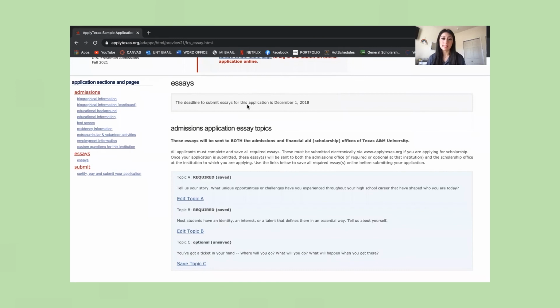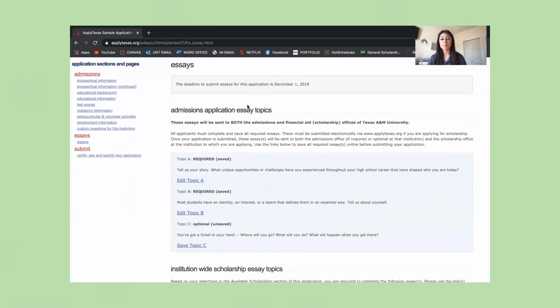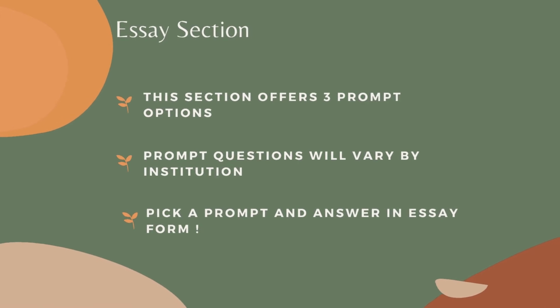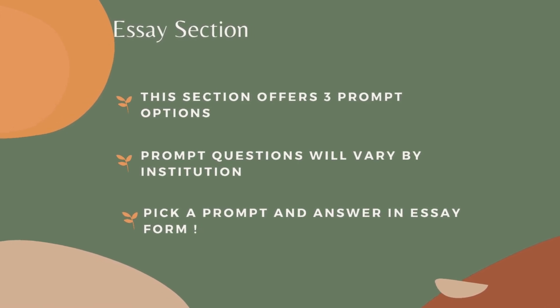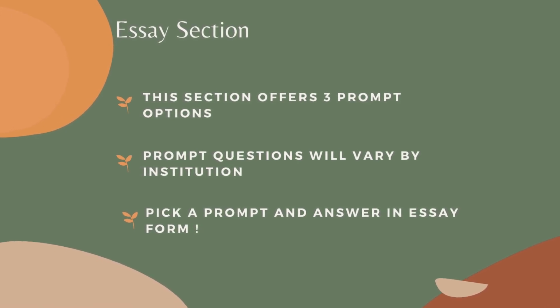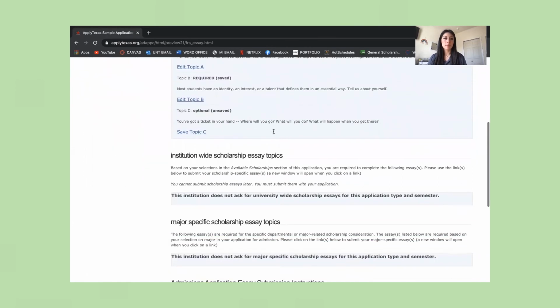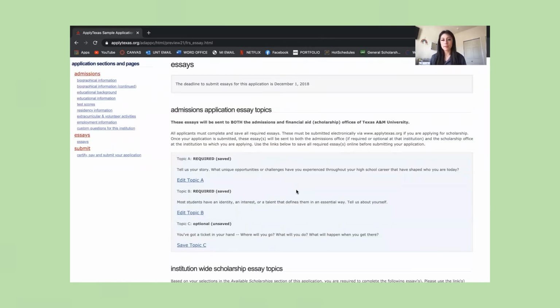So here we have the essay section, and pretty much you're going to have 3 prompts that you're going to have to answer. And the questions are going to be specific to the institution as well. So the questions that UNT has are not going to be the same as if you were applying to any other college. They're going to be very specific to where you are applying to. So for the essay section, you don't have to turn in an essay if you are automatic admission.